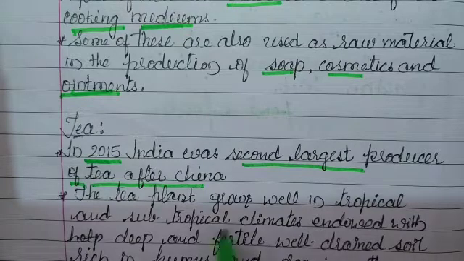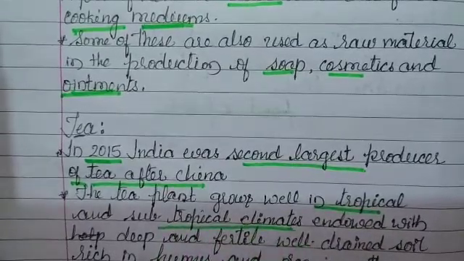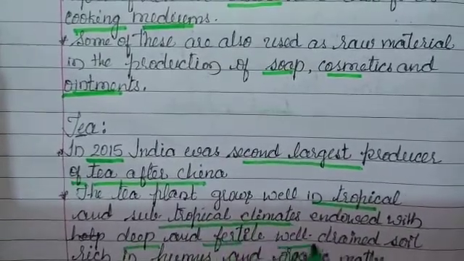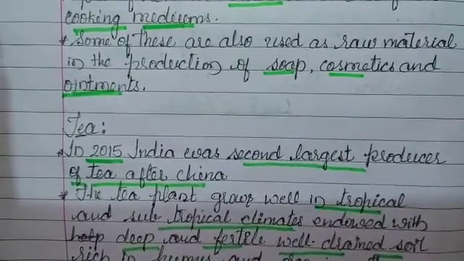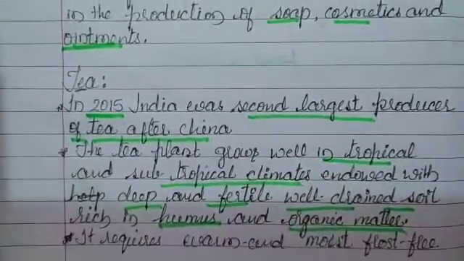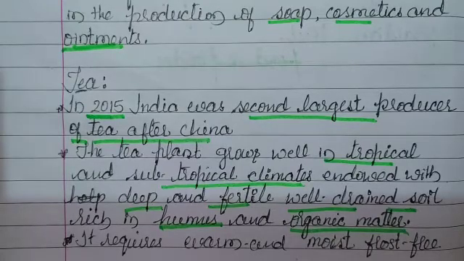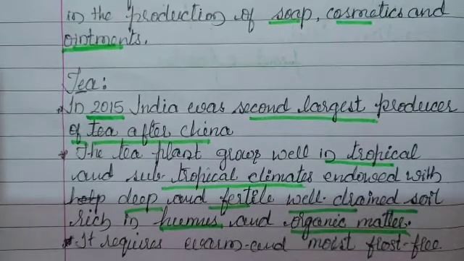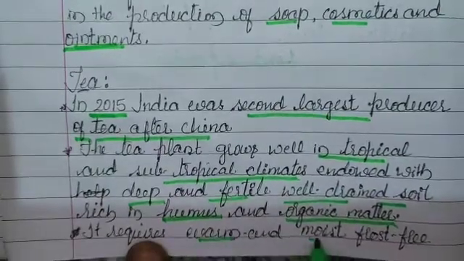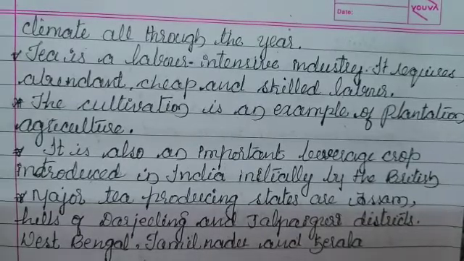The tea plant grows well in tropical and subtropical climates and is endowed with deep, fertile, well drained soil, which is rich in humus and organic matter. It requires a well drained soil rich in humus and organic matter, and it requires a warm and moist free climate all through the year.